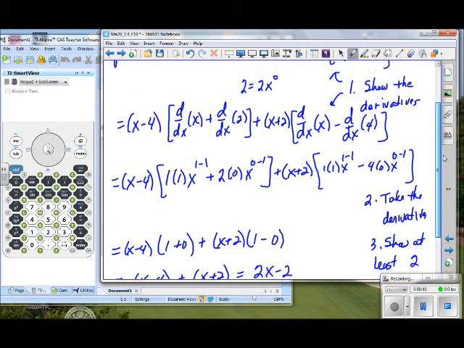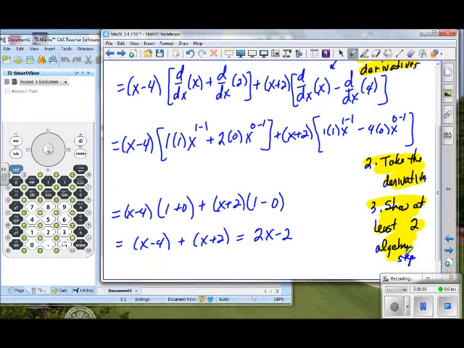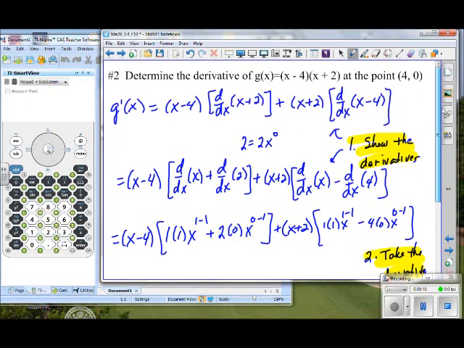So again, going down through the steps I expect you to show me. One is to show me the derivatives we're going to take. The second step is to actually take the derivatives, and the third one is to show at least 2 algebra steps. Now don't feel like you have to only take 2. You know, I expect you to carry them on into a reasonable finish such as this. Okay, so what we have then, let's go back. Are we finished? It says determine the derivative at the point 4, 0.